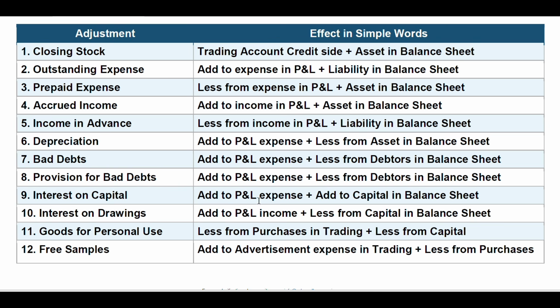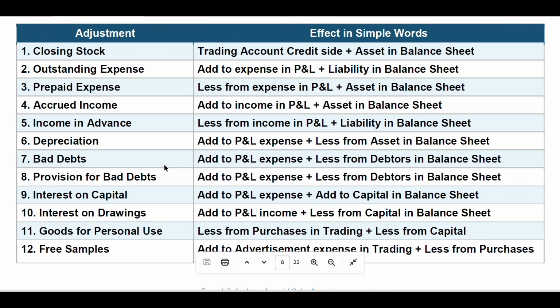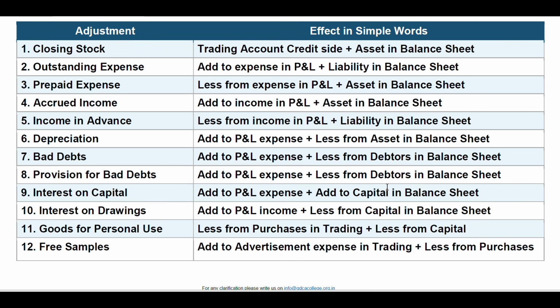Interest on capital: add to profit and loss account plus add to capital in balance sheet. Interest on drawings: add to profit and loss income plus less from capital in balance sheet. Goods for personal use: less from purchases in trading plus less from capital. Free samples: add to advertisement expenses in trading account plus less from the purchases.